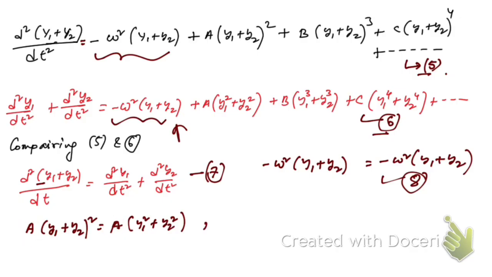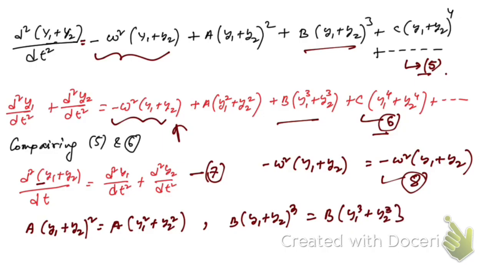Similarly, b into (y1 plus y2) whole cube, comparing these two, is equal to b(y1 cube plus y2 cube), right? And so on. That's how we're gonna get. So here you see, these are supposed equation 9, and this is equation number 10, right?